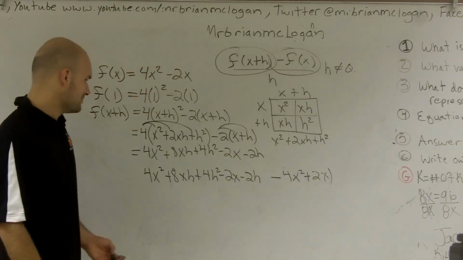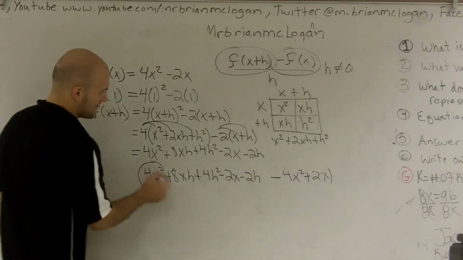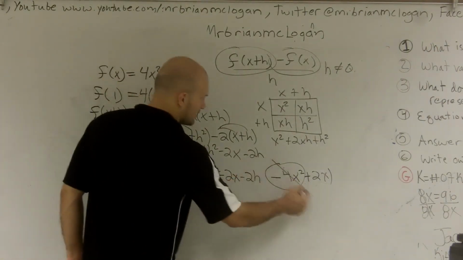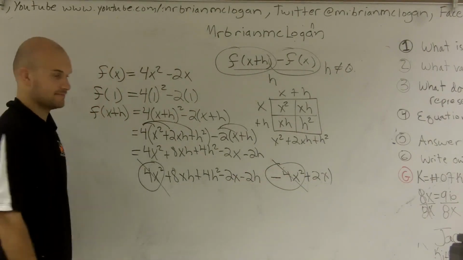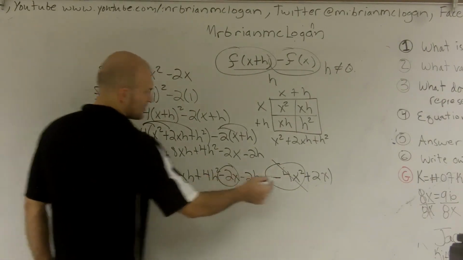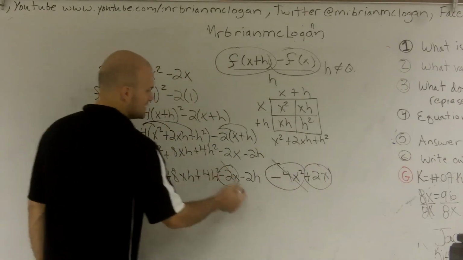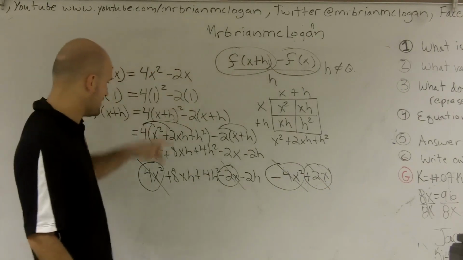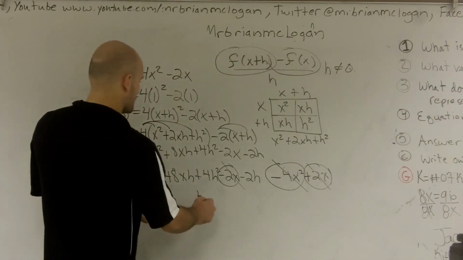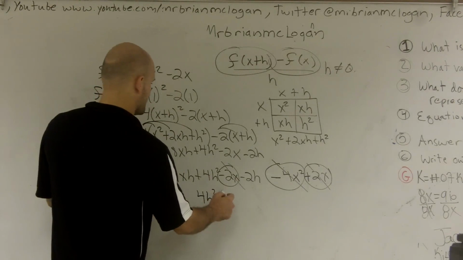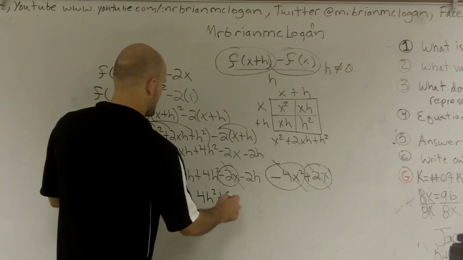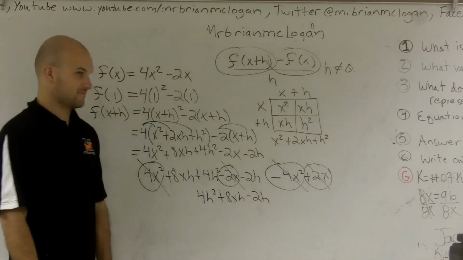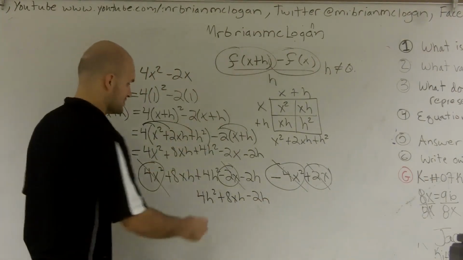Well, what you can see is those are opposites, right? Those cancel out. Got me? These are opposites. These cancel out. So when I finish up this top here, I'm only left with a 4h squared plus 8xh minus 2h. Follow me. Then we got to put it over h.